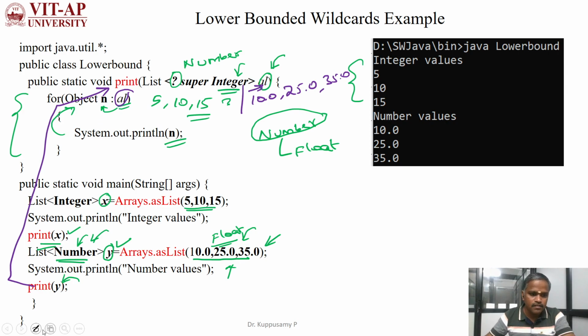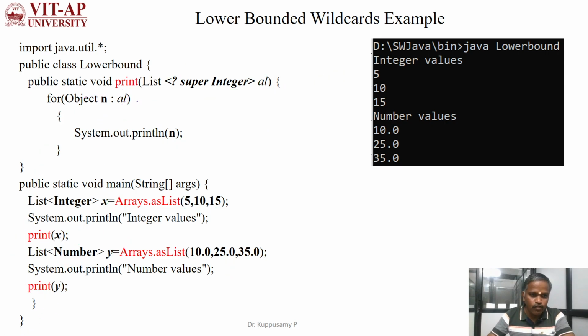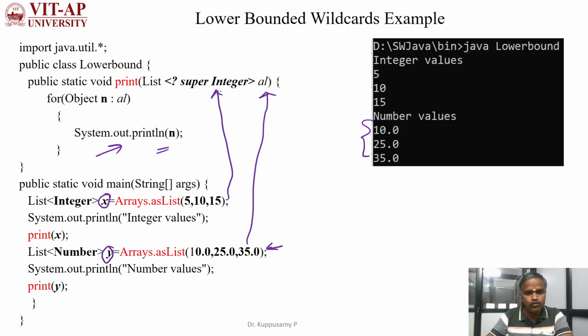Then from this, which is printing one by one the values we have passed to this object, we are getting the output from this statement. So here what we should observe is that different data type objects can be defined and those values can be passed to this wildcard, the lower bounded wildcard, right? So that is the thing here.